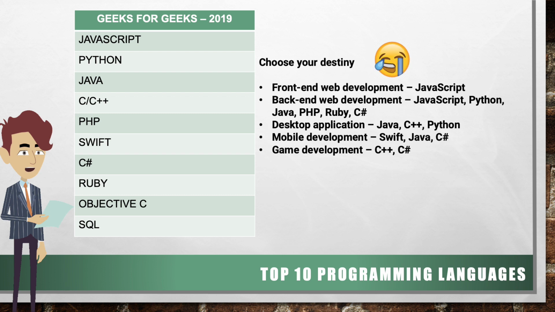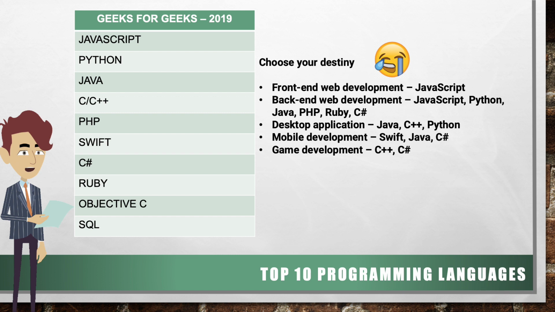So you can now choose your destiny. If you're going to venture into front-end web development, you can use JavaScript. In back-end, you can use JavaScript, particularly Node.js. You have your Python, Java, PHP, Ruby, and C Sharp. In desktop applications, you can use Java, C++, and Python.